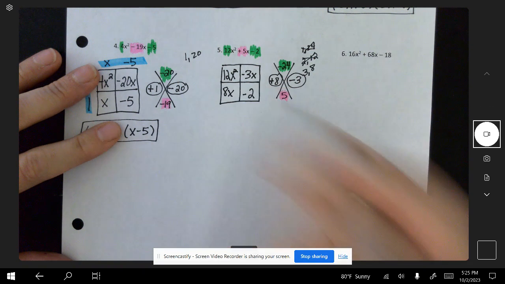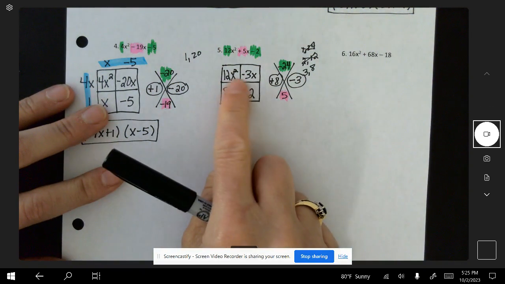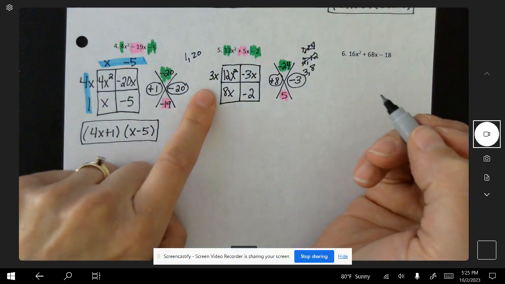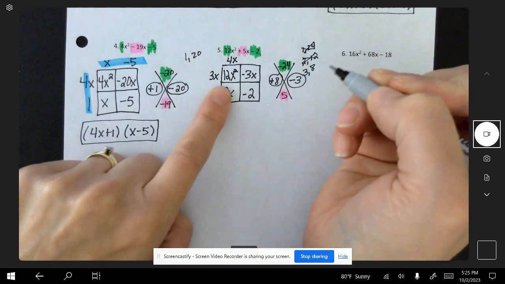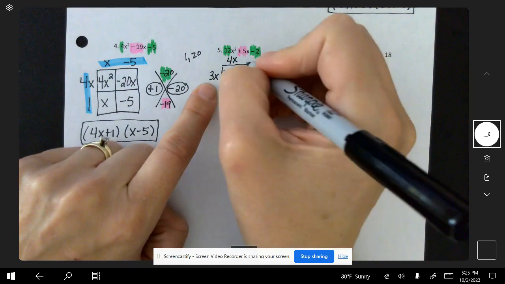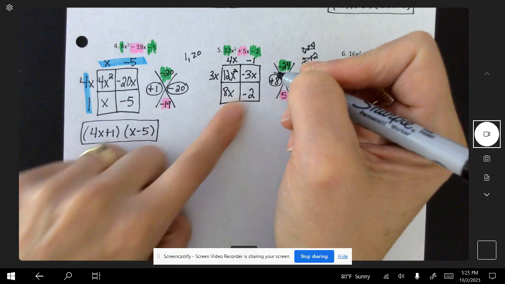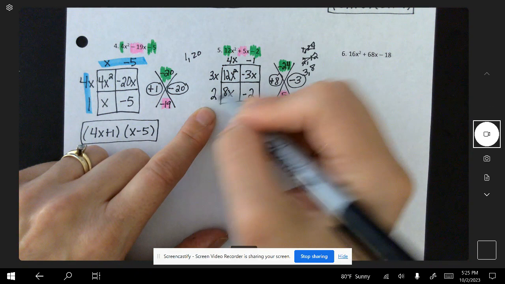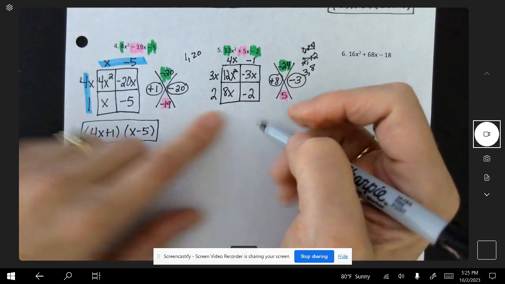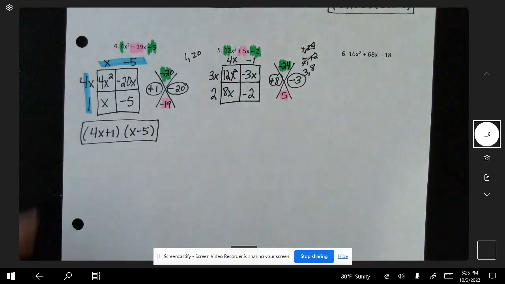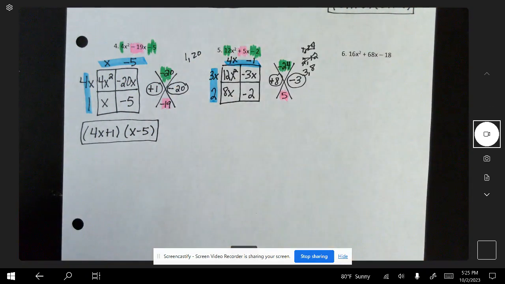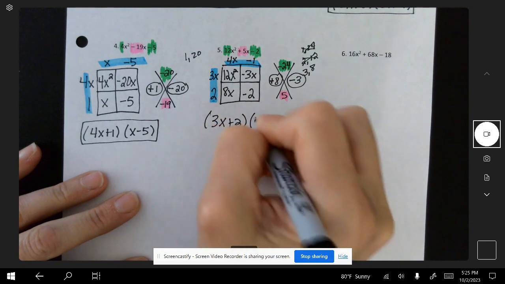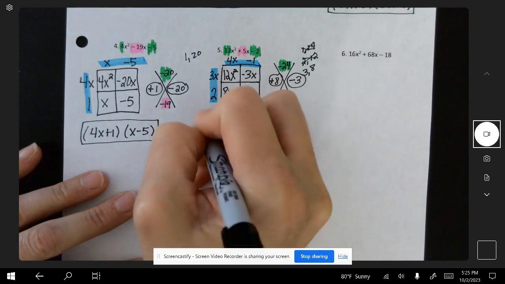-3x, 8x. All right, greatest common factor across the top is going to be 3x. 3x times 4x is 12x squared. 3x times -1 is -3x. 4x times 2 is 8x, and 2 times -1 is -2. All right, so our two factors are what's on the outside. So that's going to be 3x plus 2 times 4x minus 1.